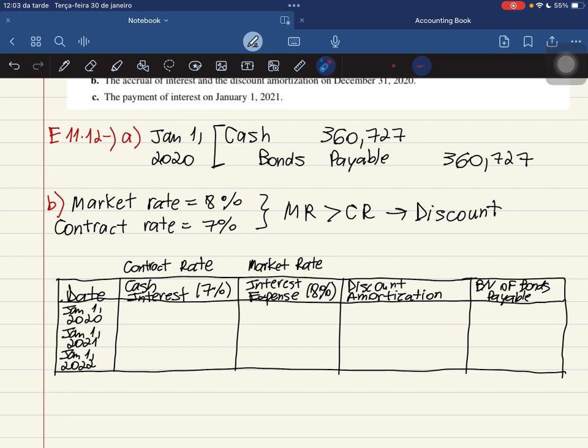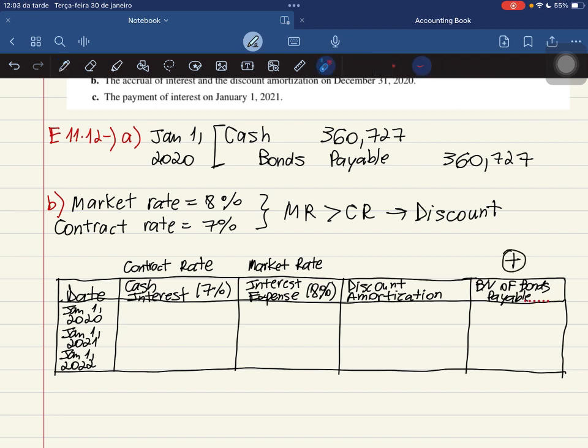And then we're going to have the discount amortization, which is going to be this minus this. And we are going to have the current book value of bonds payable. Since this is a discount amortization, here we're going to add. It is counterintuitive.